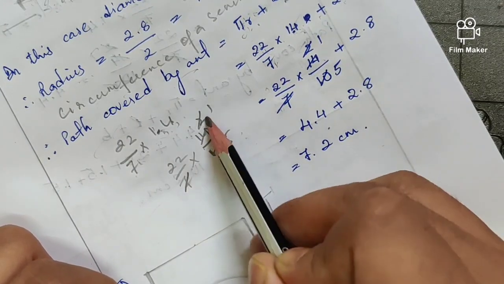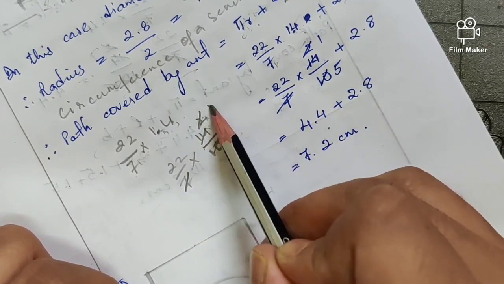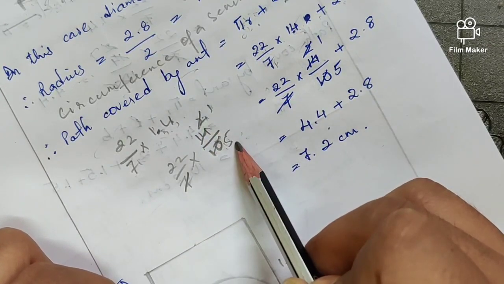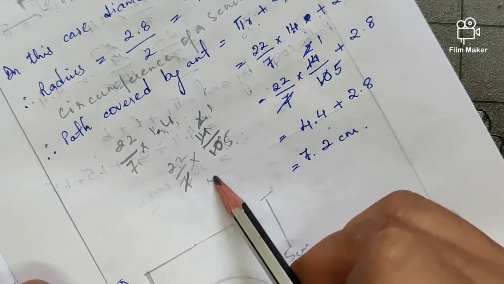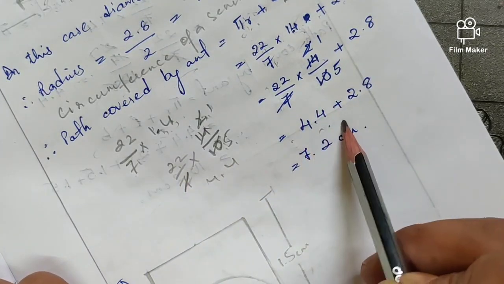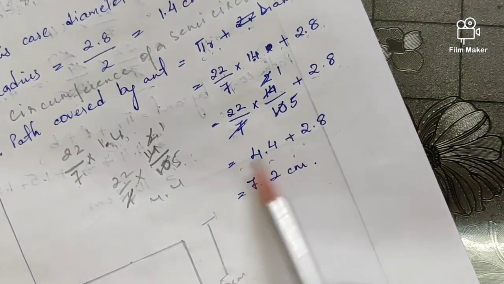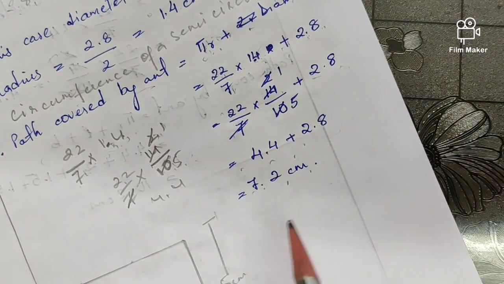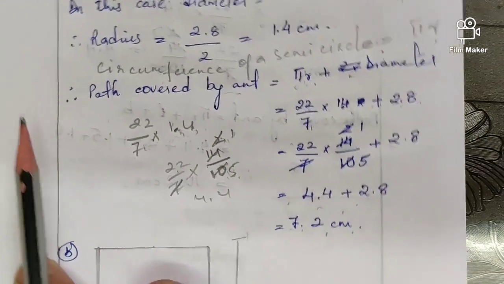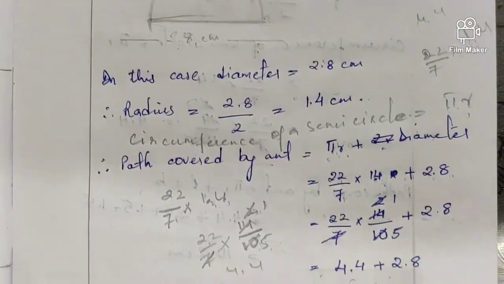Here, 7 in 2 times, 2 in 1 times, and 2 in 5 times. So we get 22 by 5, and 5 into 22 gives 4.4. Then 4.4 plus 2.8, where 2.8 is the diameter, we add. After that the answer will be 7.2 centimeter. Do you understand?